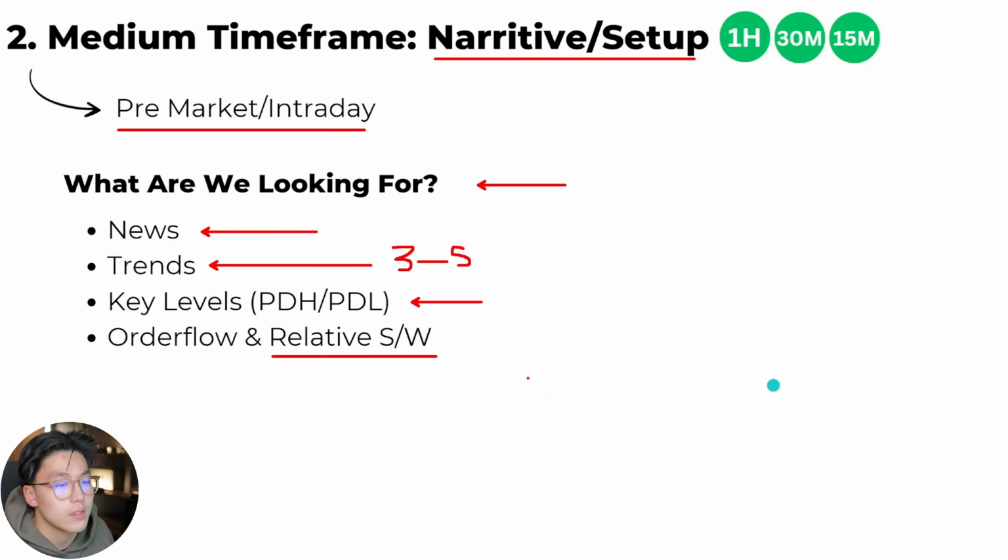You can also use relative strength/weakness with the overall indices themselves, with SPY compared to the Qs. There's a lot of different ways that you can use relative strength/weakness. That's a whole other topic for another day, but let's go on to the next slide.